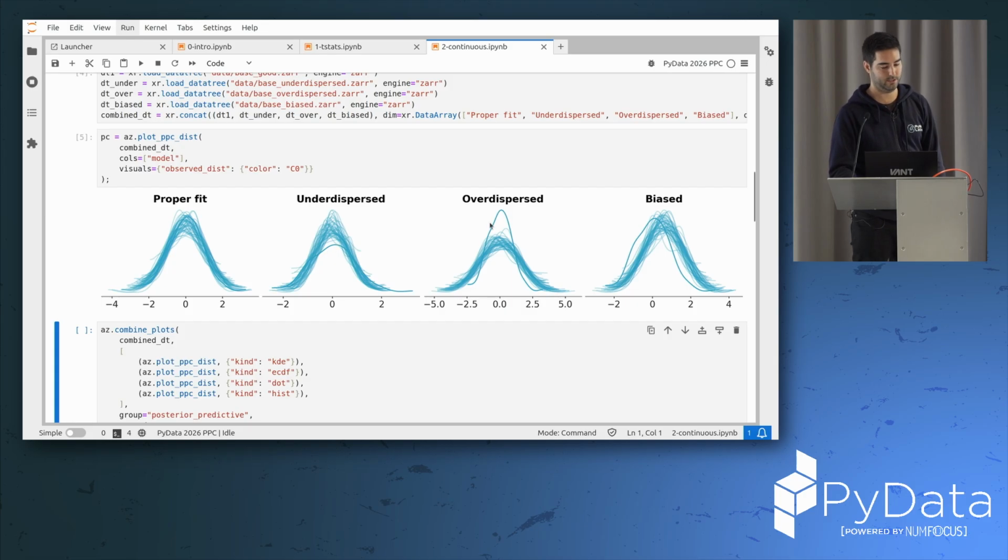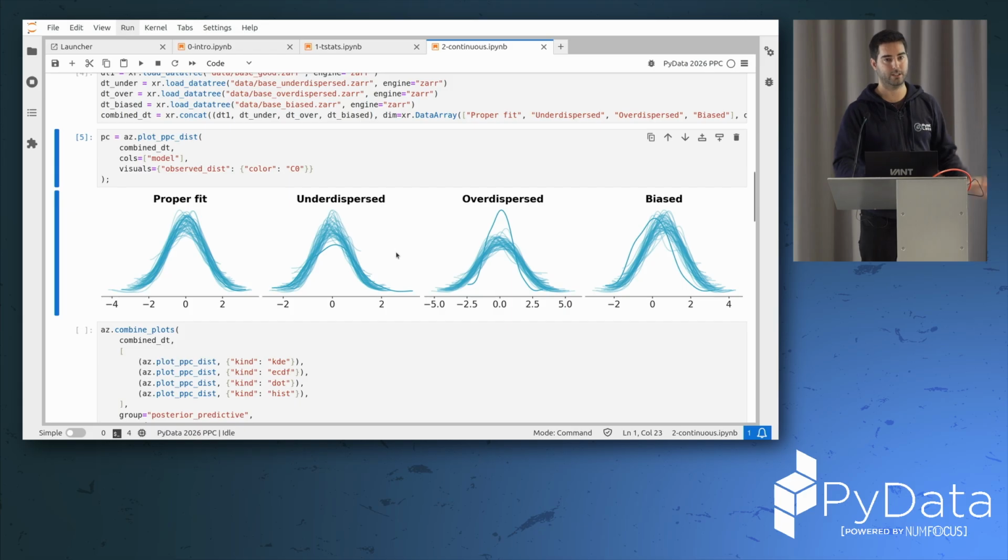For the over-dispersed, this one is clearly a different one, and it doesn't make sense that the model is generating 1,099 realizations that look the same, and then one, for no reason, is different. So this is our observation, this is also observations, and this is because this model is under-dispersed, so all the realizations of the posterior predictive are thinner than the actual observations. This one is over-dispersed, so the opposite situation, and this one is biased.